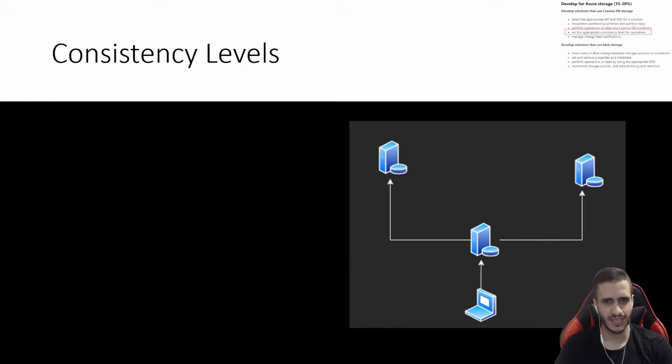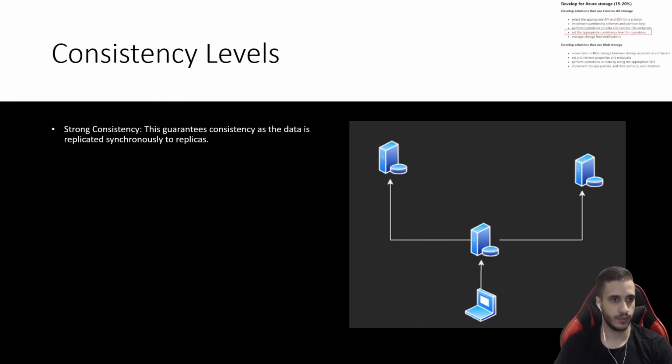Now, the exam is not going to expect you to know about all the different consistency levels, to be honest, but I would expect the exam to test you on two main ones. Now, let me go through the five of them, and I'll explain to you what the two are. So the first one is the strong consistency, and it's actually one of the things that the exam is going to test you on. And this is the simplest one.